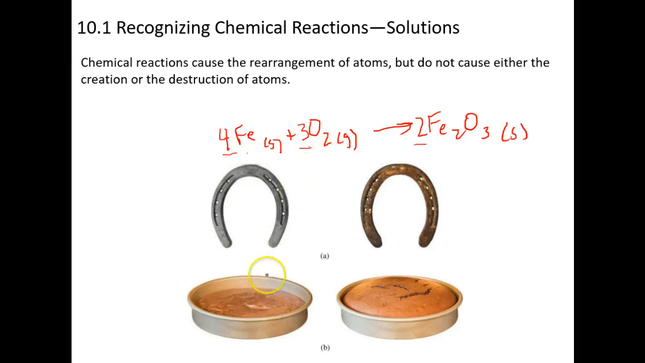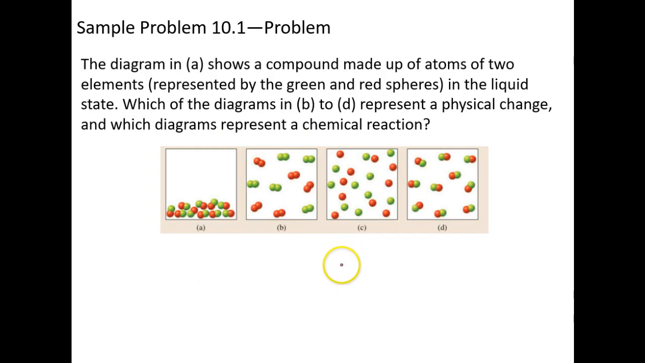Here's a raw cake, and then when you cook it, the baking soda and so on reacts and you get air inside of it and you cook everything. You're just changing the components, but you're not changing the atoms. You're changing how they're arranged. Here's a real simple problem just to show you a physical change versus a chemical change.